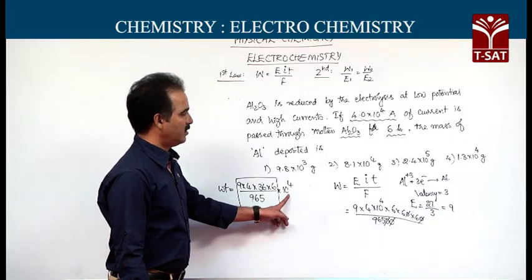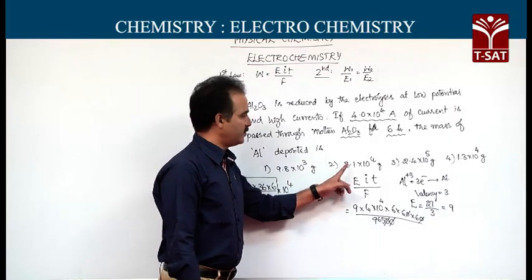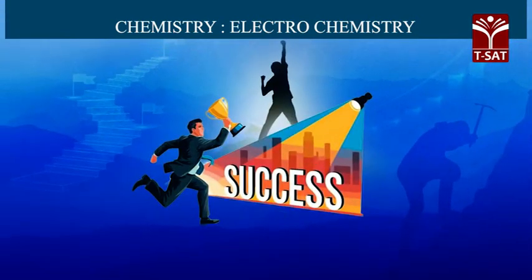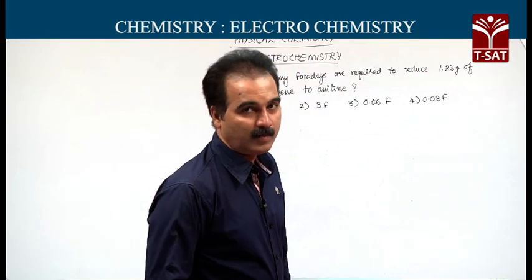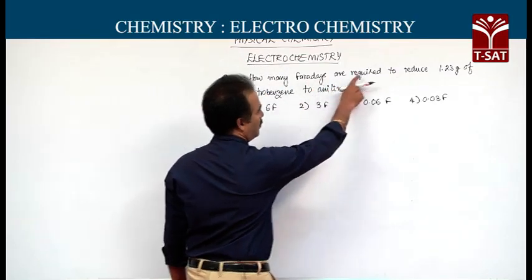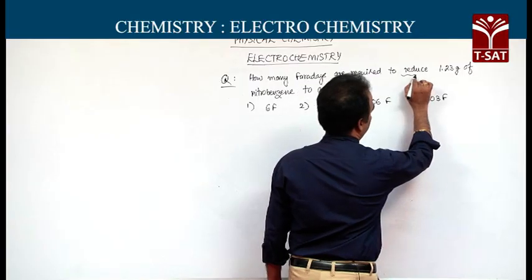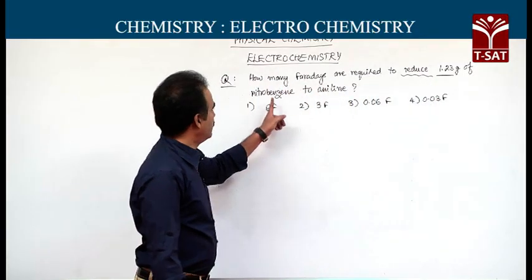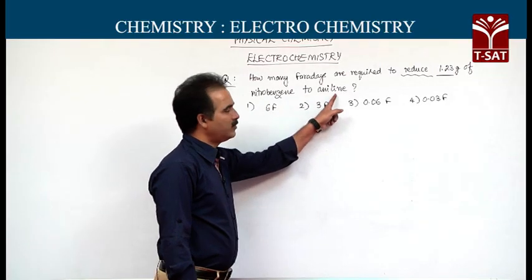Simplification will give you the answer. So, it is 8.1 into 10 power 4 grams. So, let us do one more problem on Faraday's laws. How many Faradays are required to reduce 1.23 grams of nitrobenzene to aniline?